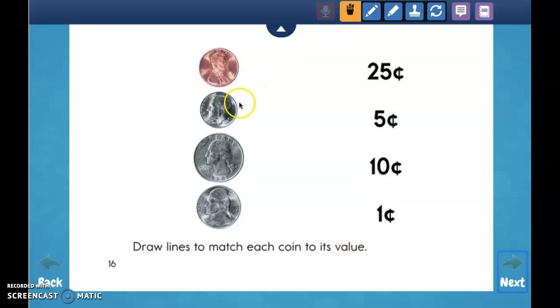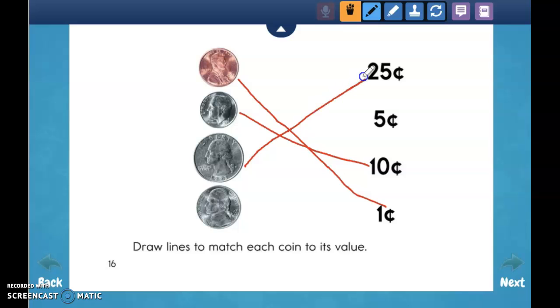Now we're going to remember the values of each coin. So we know that the penny is worth 1 cent. We know that the dime, that is the smallest coin of them all, is worth 10 cents. So we want to draw a line, number 10. Then the quarter is the biggest and worth 25 cents. So we draw a line. And then we have the nickel that is worth 5 cents.